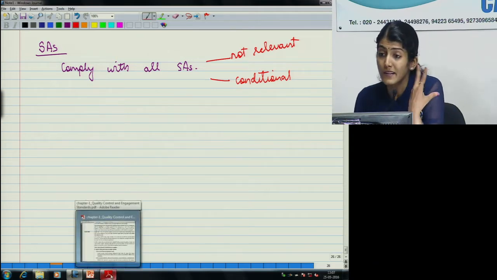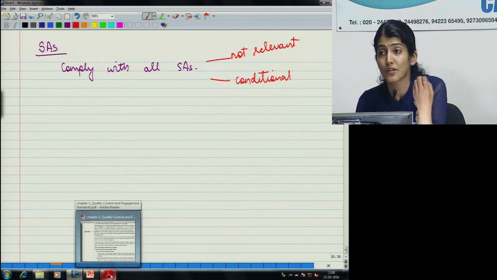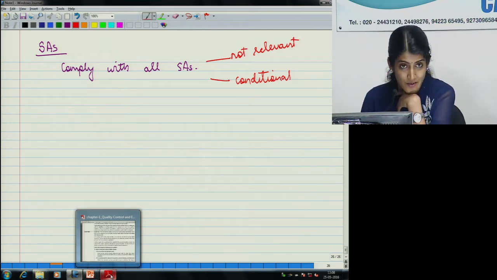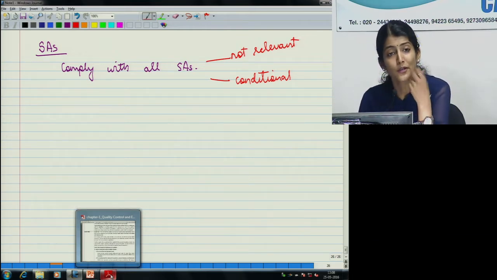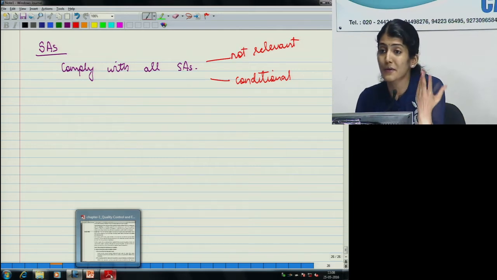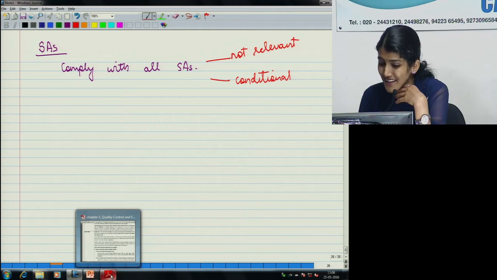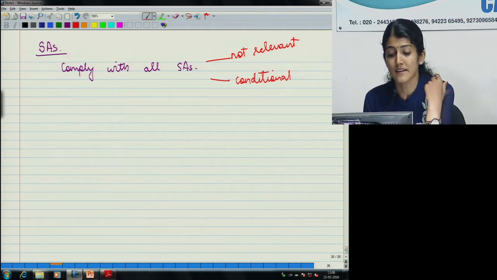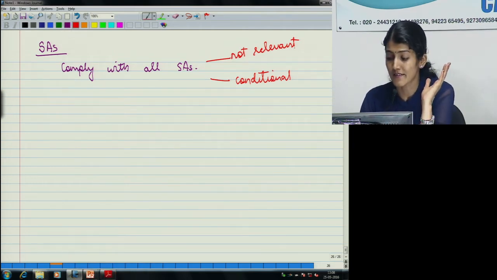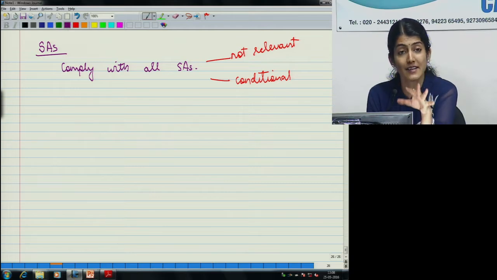Only if you're using the work of a service organization do you need to follow SA 402. Otherwise, there is no need to follow 402. Only the first time you're doing the audit do you need to follow SA 510, initial audit engagements, opening balances. Otherwise, no need to follow 510. So comply with all SAs relevant to the audit unless an SA is not relevant or the requirement is conditional and the condition does not exist.